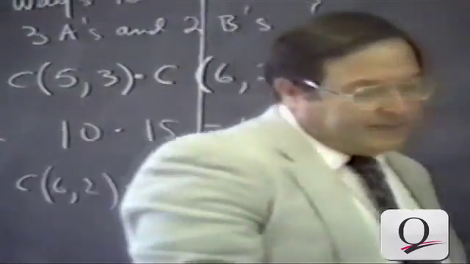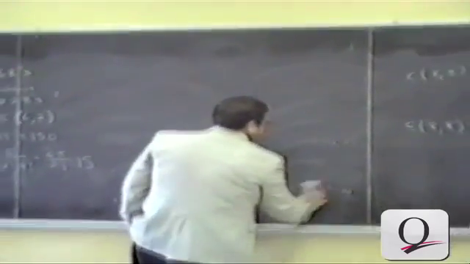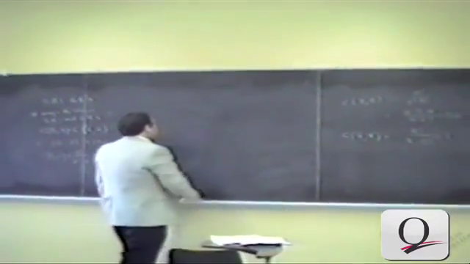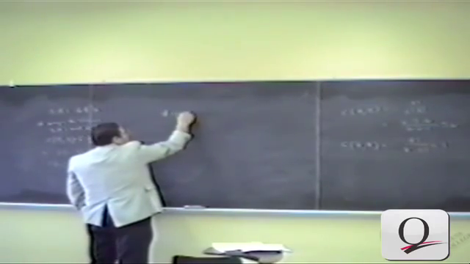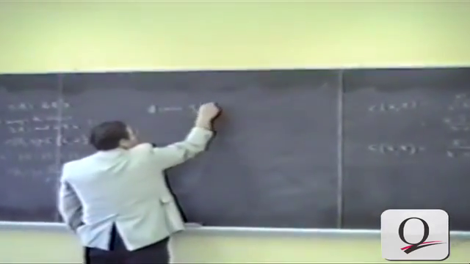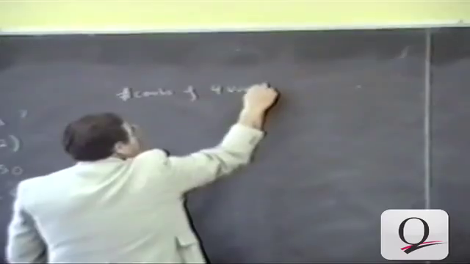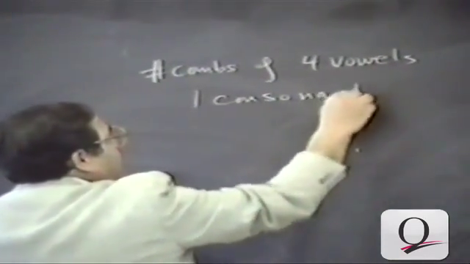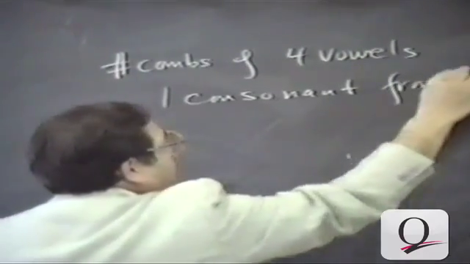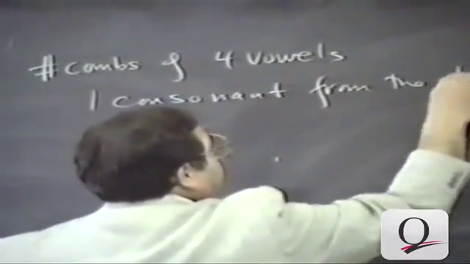Let's take another example. How many combinations are there of 4 vowels and 1 consonant from the alphabet?